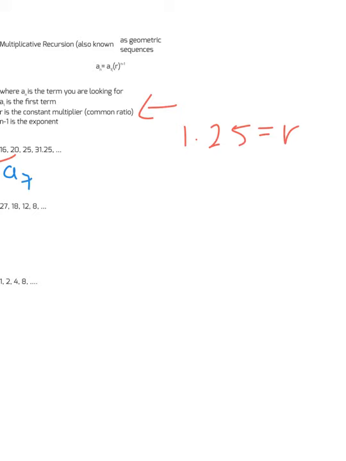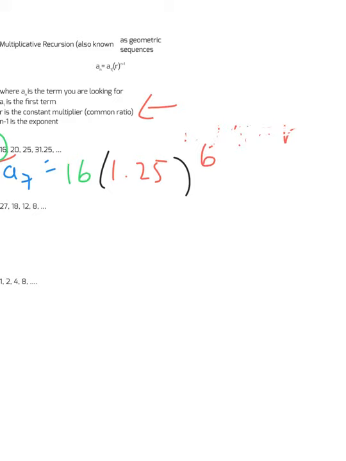That's just telling you we want the seventh term. So now you're going to say, okay, I need the first term, which is 16, and that is going to get multiplied by that common ratio of 1.25. But now we have to raise that to a power. And the power here is n minus 1. So what does that mean? That means that we are looking for the seventh term. 7 minus 1 means we raise it to the sixth power.